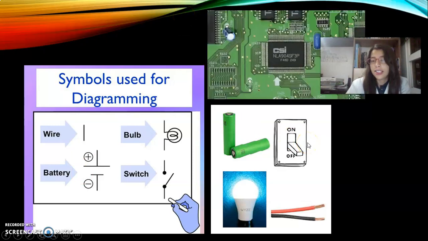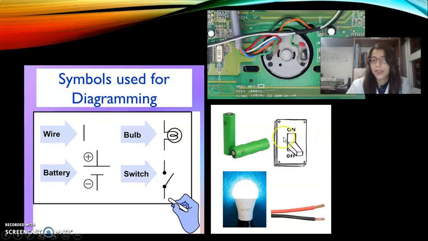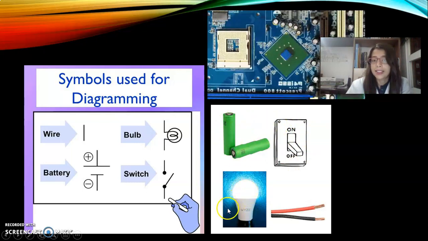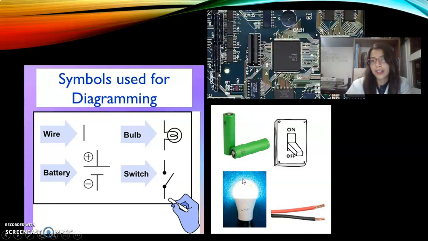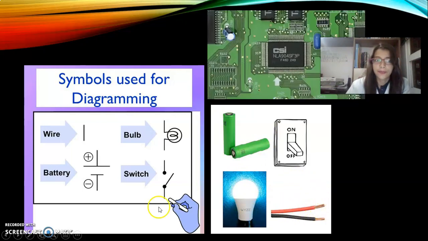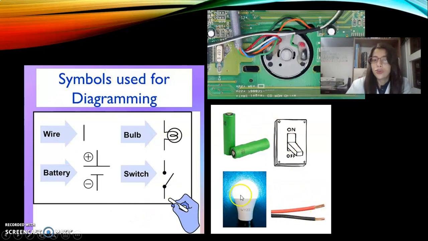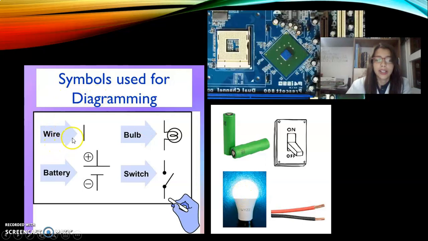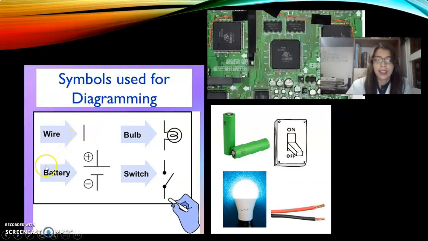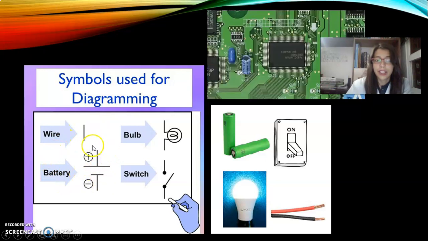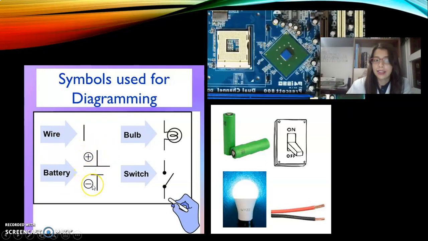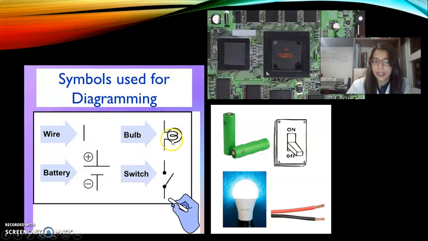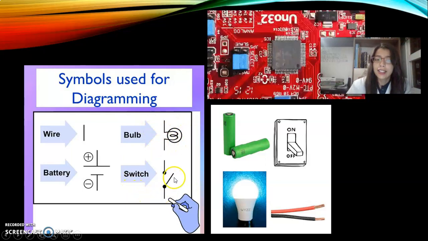Essentially, a basic circuit is composed of a switch, the batteries, the light bulb or another electrical source, and the wires. All those parts can be represented by symbols. The wire is a black line. The battery is represented by two lines with the positive and negative poles. The bulb is a circle with a cross inside, and the switch.